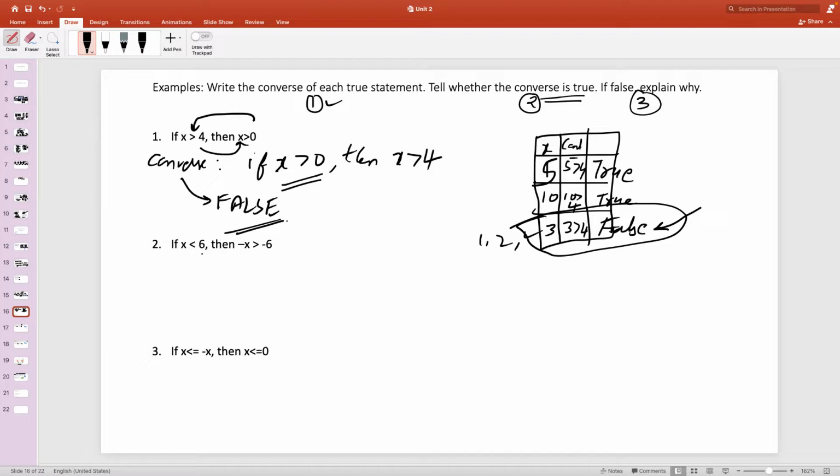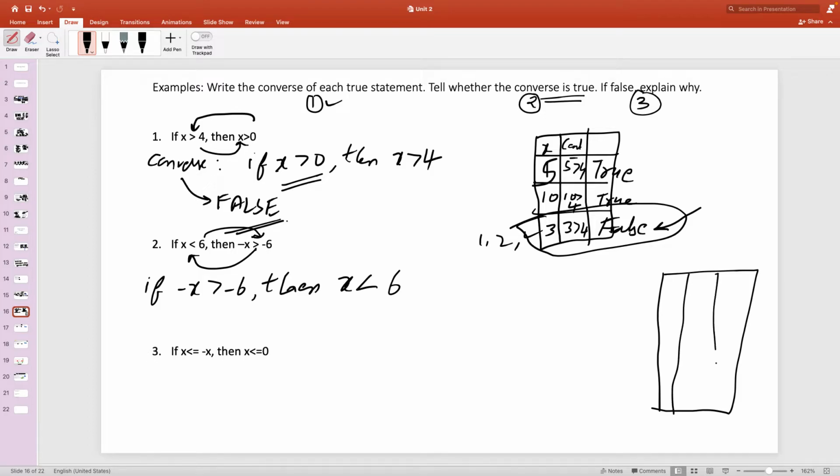If x is less than 6, then minus x is less than minus 6. To write the converse, we need to exchange these two. So if minus x is greater than minus 6, then x is less than 6. Okay, so this is the converse statement. Now let's try to figure out if it is true or false.